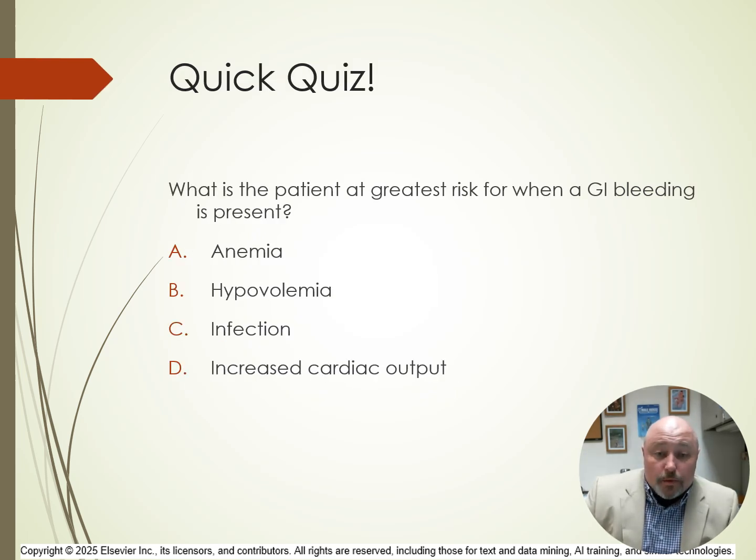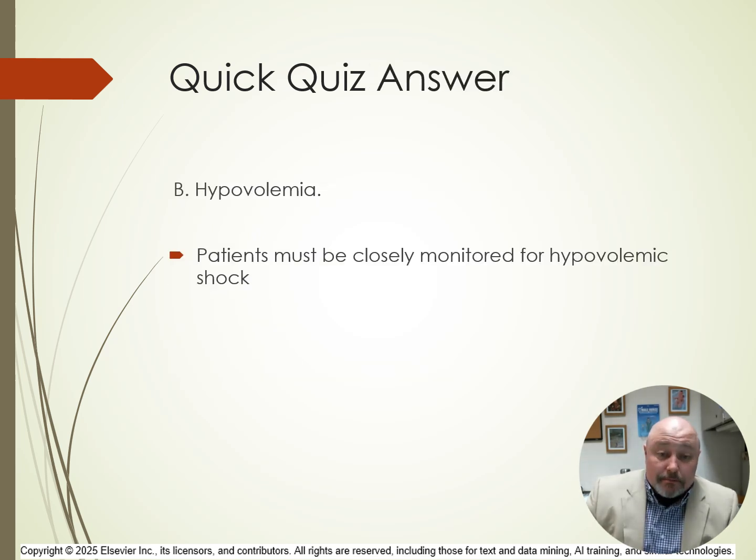Quick quiz: what is the patient at greatest risk for when a GI bleeding is present? That'd be A, anemia, B, hypovolemia, C, infection, or D, increased cardiac output. And that answer is going to be B, hypovolemia, and the patients must be closely monitored for further hypovolemic shock.